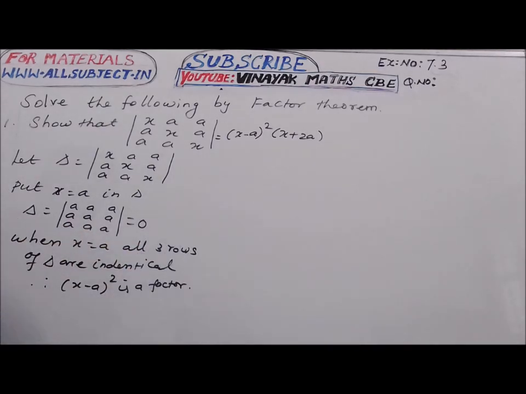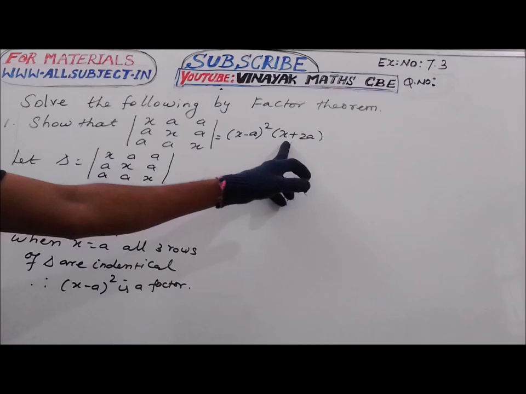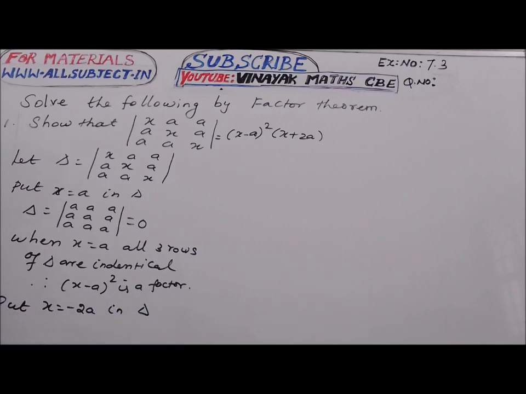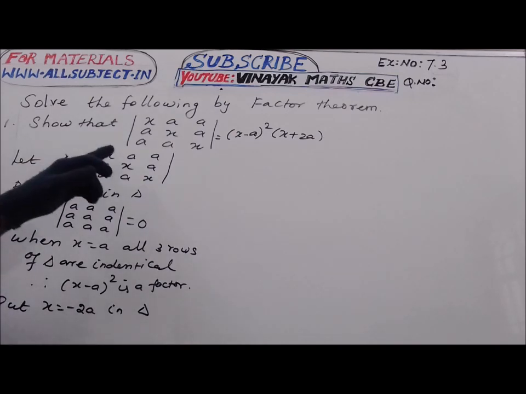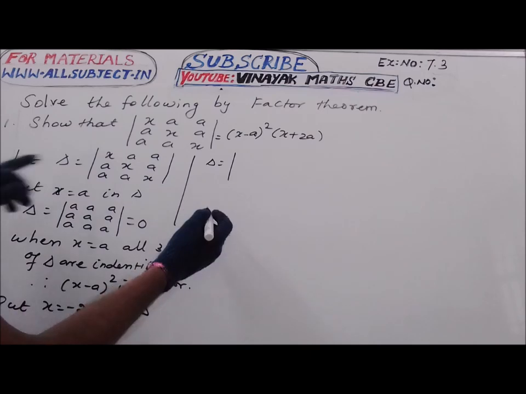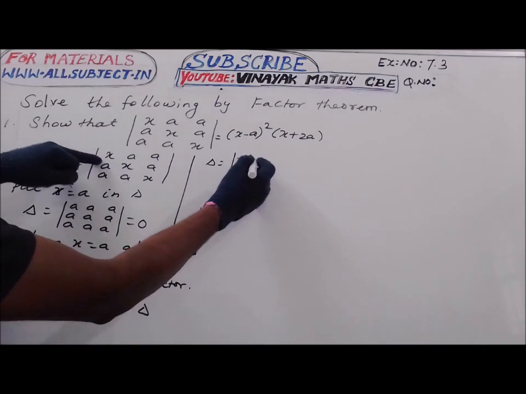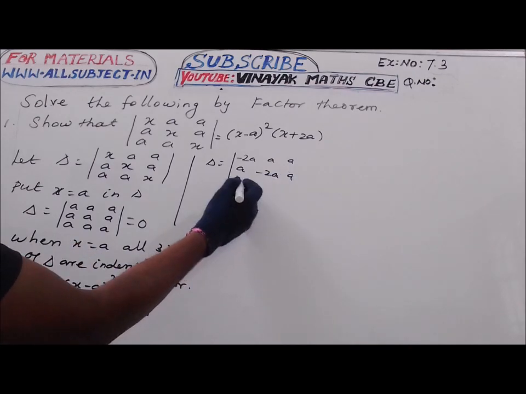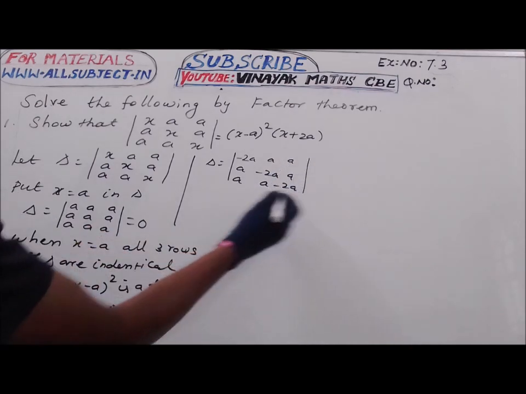And then here they have given x plus 2a is a factor. So put x is equal to minus 2a in it. Put x is equal to minus 2a in delta. Substituting x is equal to minus 2a in delta, delta equal to the determinant with rows minus 2a, a, a; a, minus 2a, a; a, a, minus 2a.